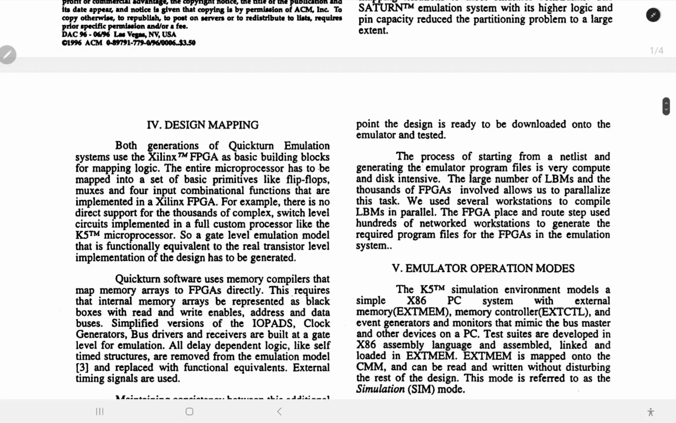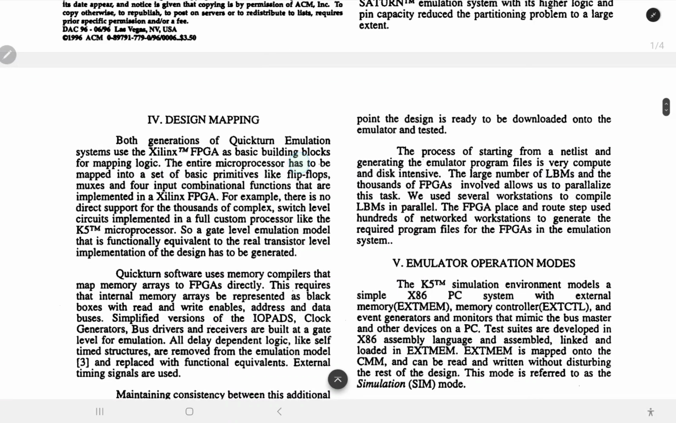4. Design mapping. Both generations of the Quickturn emulation system use the Xilinx FPGA as the basic building block for mapping logic. The entire microprocessor has to be mapped into a set of basic primitives like flip-flops, muxes, and 4-input combinational functions that are implemented in the Xilinx FPGA. For example, there is no direct support for the thousands of complex switch-level circuits implemented in a full custom processor like the K5 microprocessor, so a gate-level emulation model that is functionally equivalent to the real transistor-level implementation of the design has to be generated.